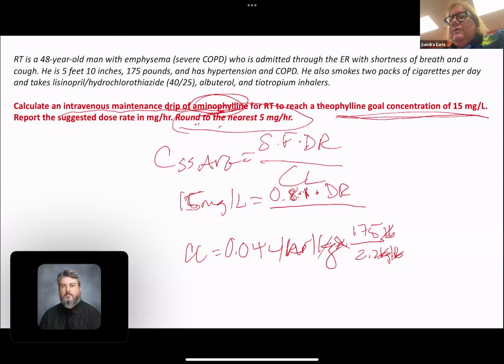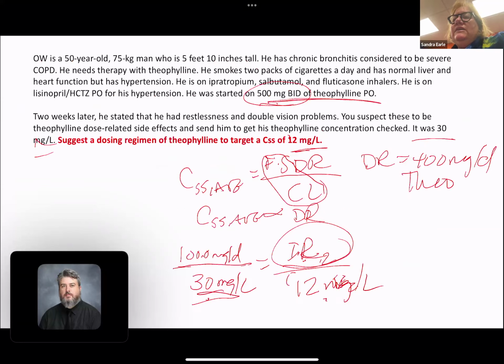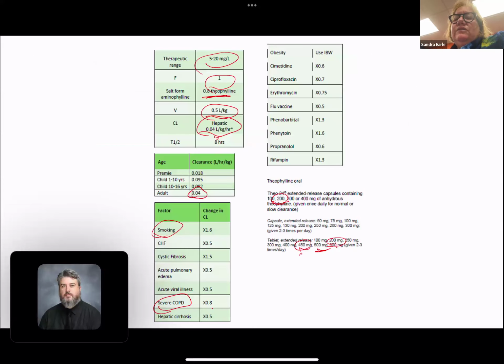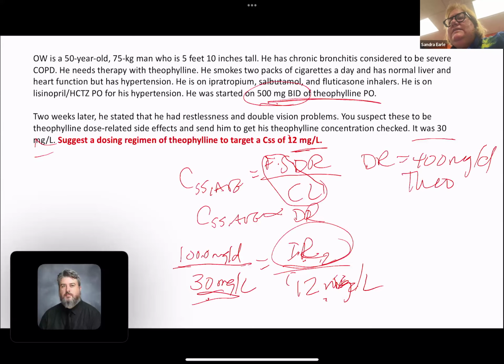I might have messed that up, but this is the right thing to do. Okay, so there's that, and then we've got severe COPD, shortness and a cough. As far as we know, he doesn't have a viral, but you might look for a viral infection here. He also smokes 2 packs of cigarettes a day. Okay, so we have severe COPD and 2 packs of cigarettes a day again. So severe COPD is 0.8 and smoking is 1.6.